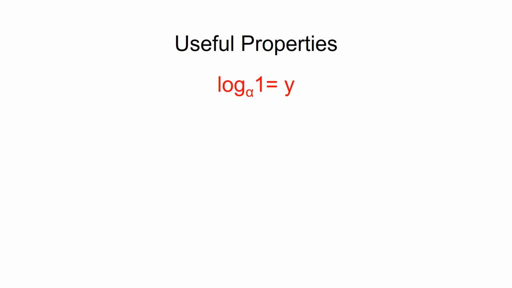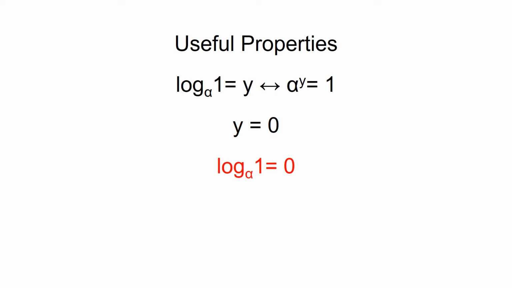Let's begin by looking at log base a of 1. We want to know what this is equal to, so we'll say for now that it equals y. This corresponds to the exponential equation a to the y power equals 1. Anything raised to a power that equals 1 means the power has to be 0. So log base a of 1 is equal to 0, regardless of what the value of a is.